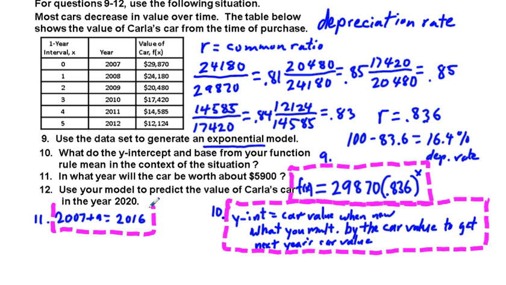It says, okay. 12, use your model to predict the value of Carla's car in the year 2020. Well, what you're going to have, you start out 2007, 2020. I'm just going to write out here. Okay, 2020 minus 2007 equals 13 years, right? So we're just going to go to year 13 here.